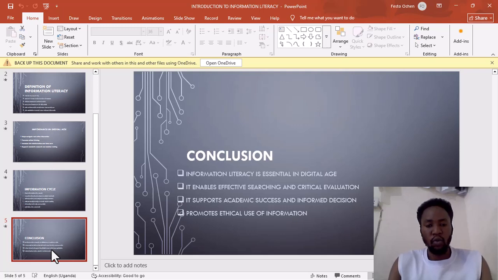So, in conclusion, information literacy is essential in the digital age. It also enables effective tracing and critical evaluation of information. It supports academic success and informed decision making in the system, or how you're programming yourself. Lastly, it promotes ethical use of information.